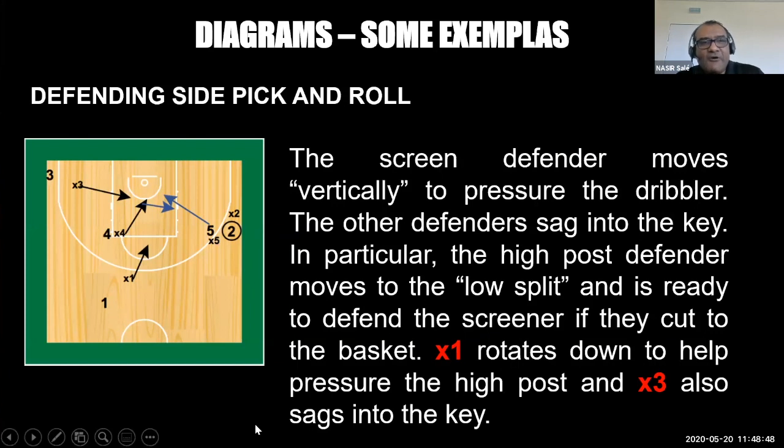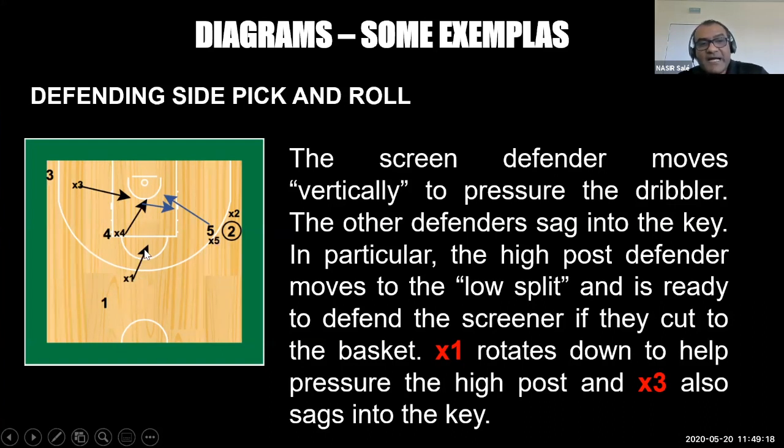This is it. Now we talk about rotation again. The screen defender moves vertically. We know this is the vertical drop, and to pressure the dribbler, the other defenders sag. The 4 comes to help the 5, X5 for the 3. We talked about this in the last two slides, but we need to continue.